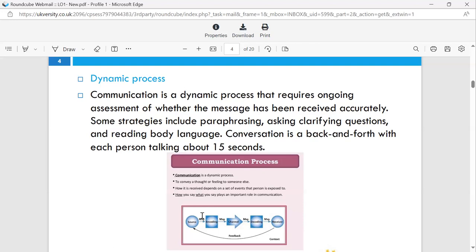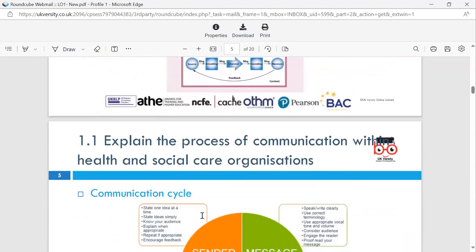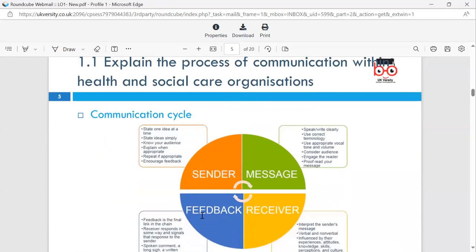So the communication process is a dynamic process. It is there to convey thought or feeling to someone else. How it is received depends on the set of events and the person exposed to it, and how you say it plays an important role in communication. So communication in any organization, not just health and social care, is really, really important.